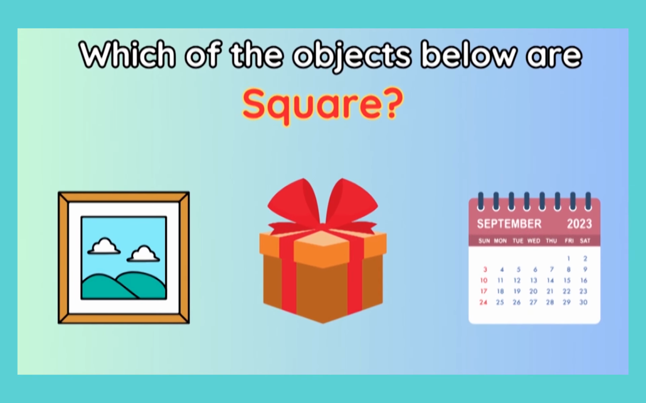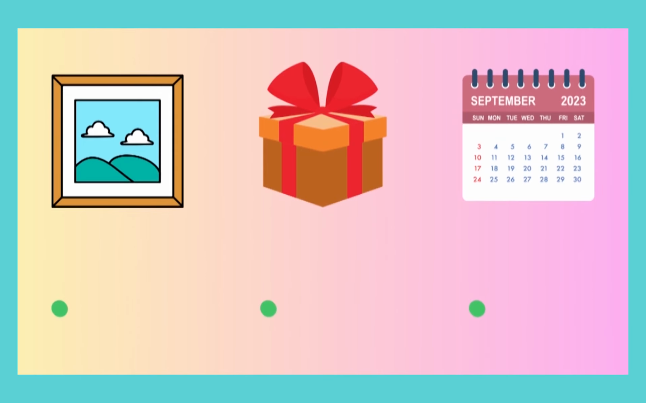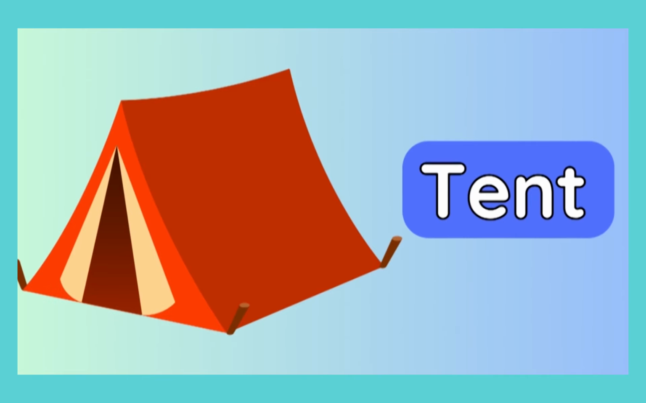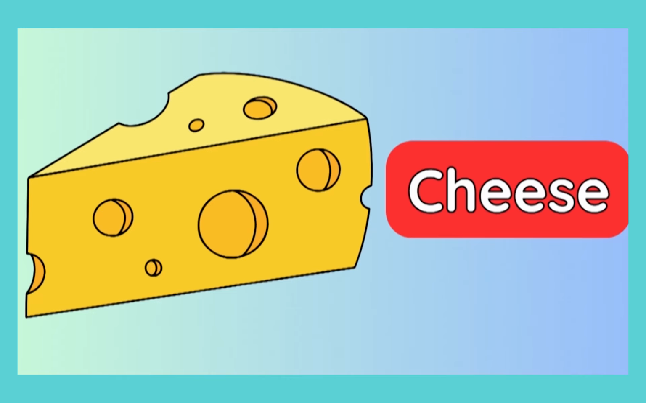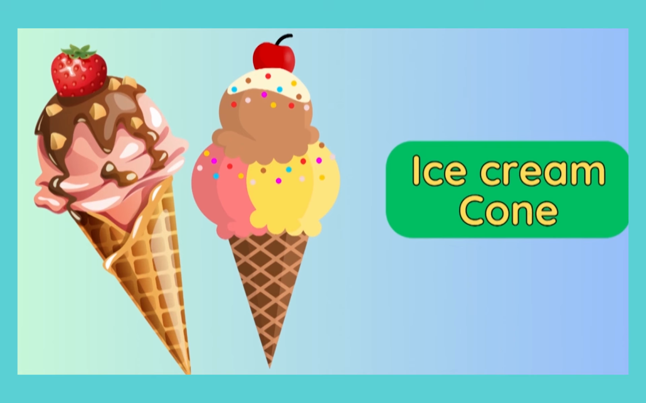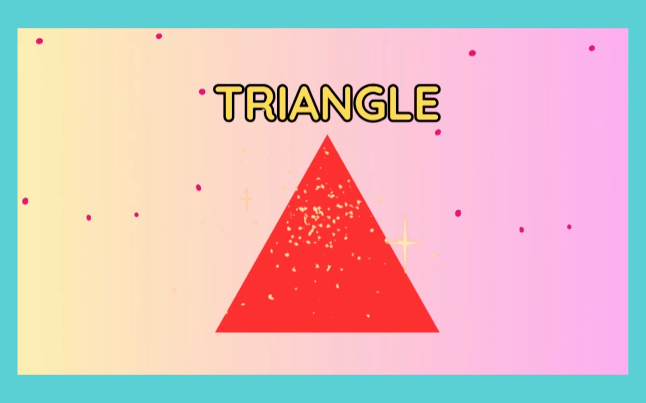Which of the objects below are square? Picture frame, gift, and calendar are the correct answers. I am triangle and I have three equal sides. Tent is a triangle. Cheese is a triangle. Ice cream cone is a triangle. What shape am I? Triangle, that's right.